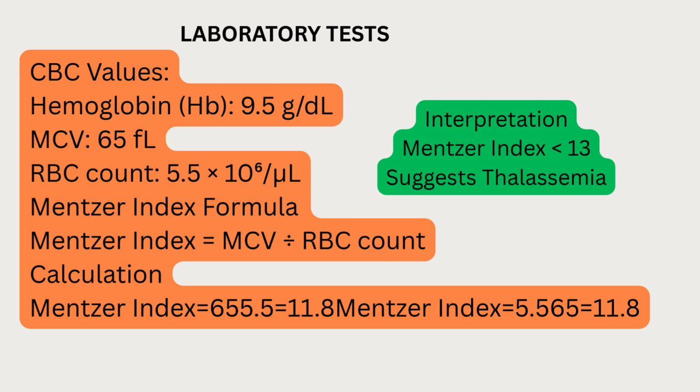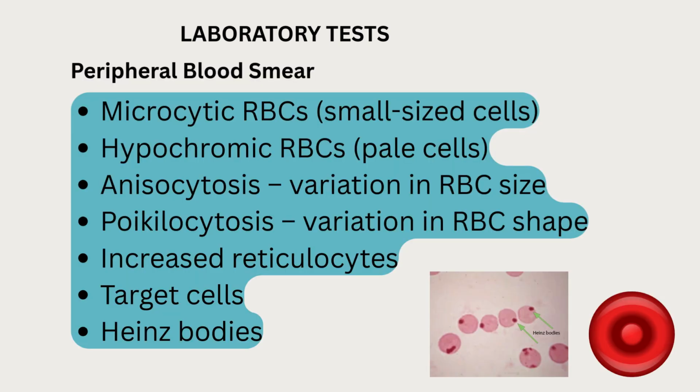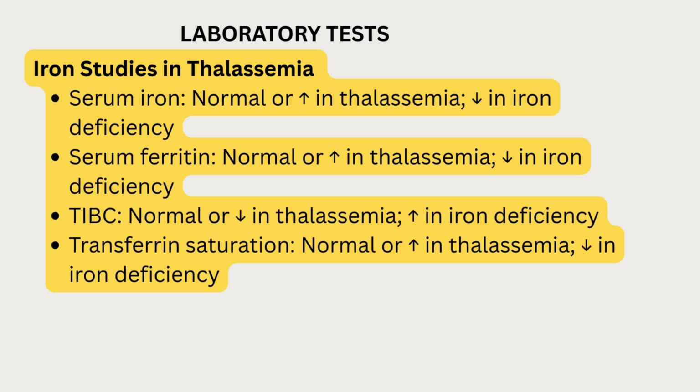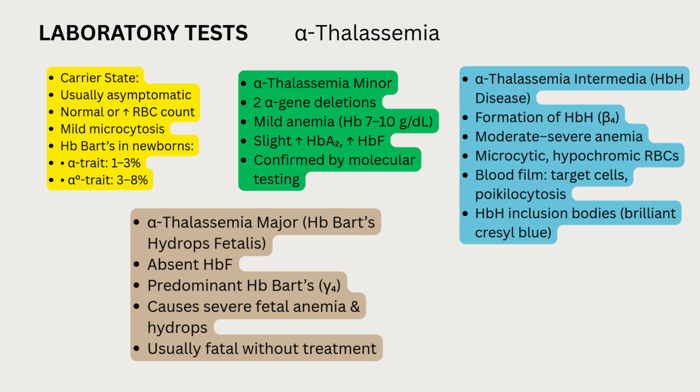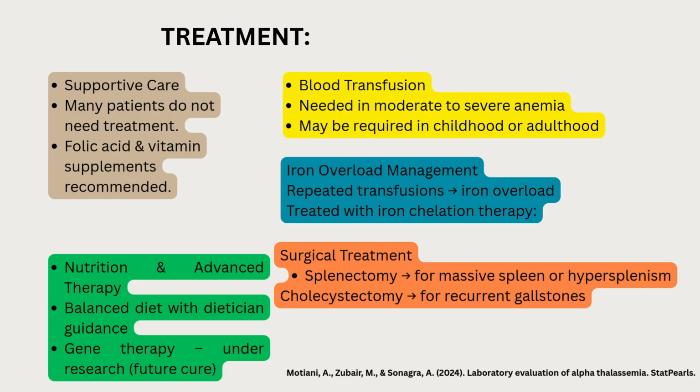The red blood cell count is often normal or slightly elevated, while the mean corpuscular volume, MCV, and mean corpuscular hemoglobin, MCH, are consistently low, reflecting microcytic, hyperchromic anemia. Red cell distribution width, RDW, is usually normal in minor but may be slightly increased in intermedia and major. Peripheral blood smear shows microcytosis, hyperchromia, target cells, and mild anisopoikilocytosis.